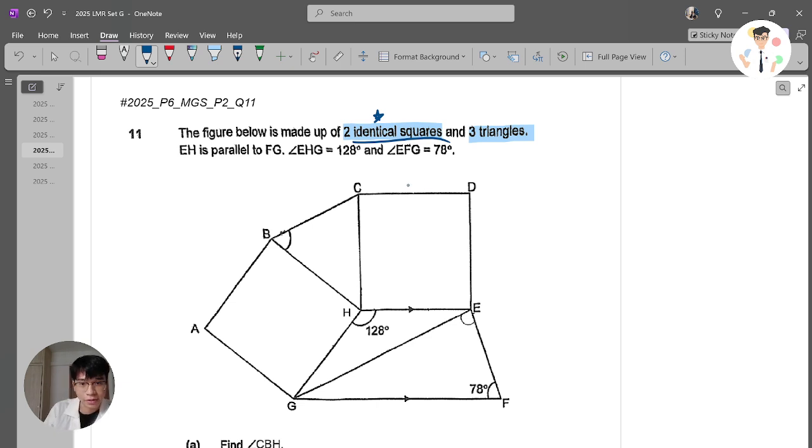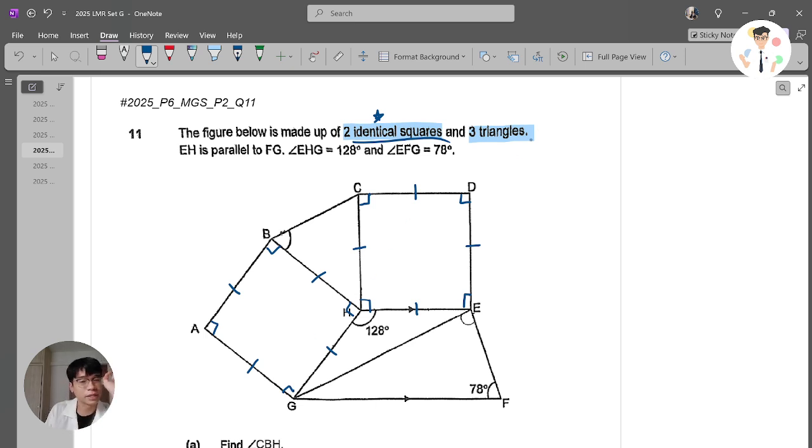So again, I would strongly suggest you always label everything out. I label like this, like this, like this. Why am I doing this? Because I'm telling myself that all these lengths are actually the same. 90, 90, 90, 90, 90, 90, 90, 90.